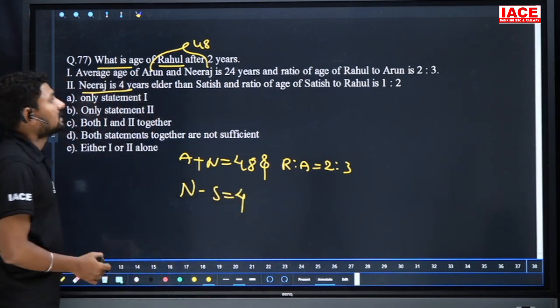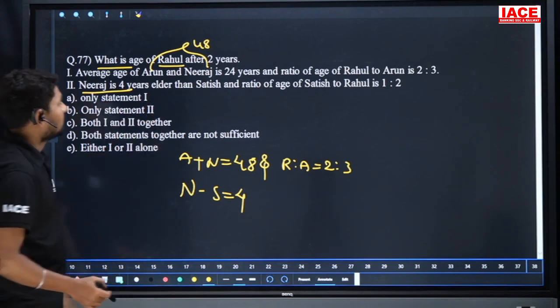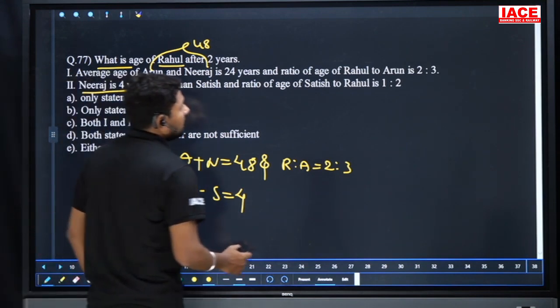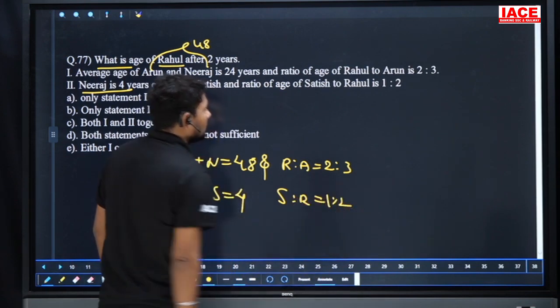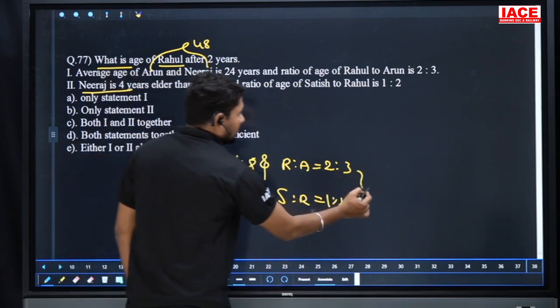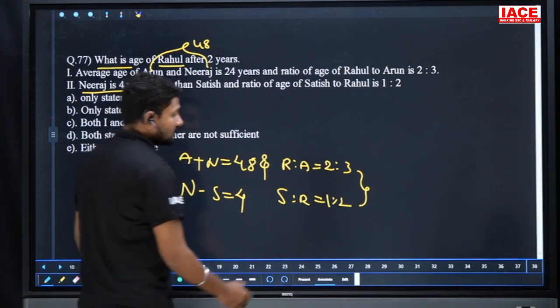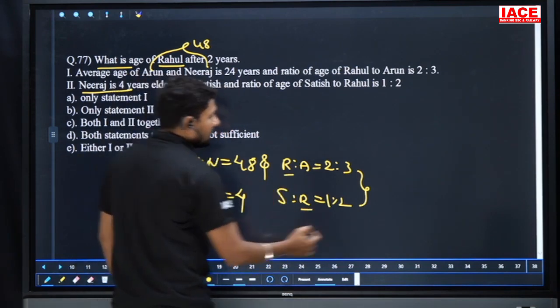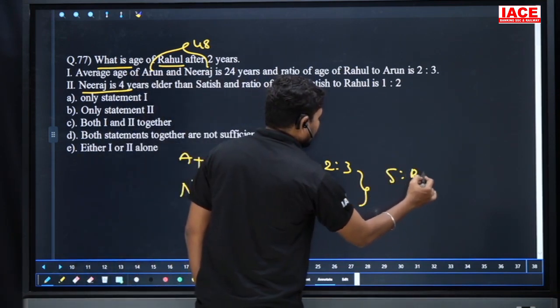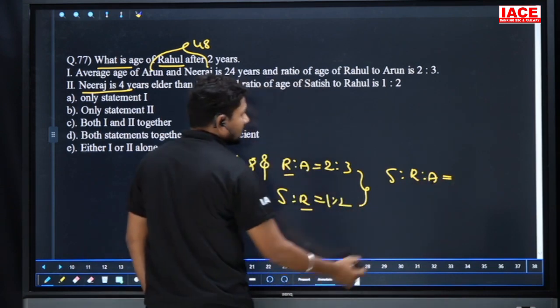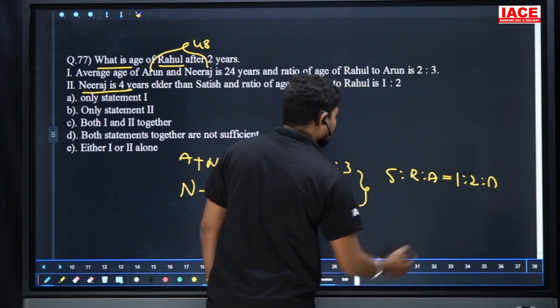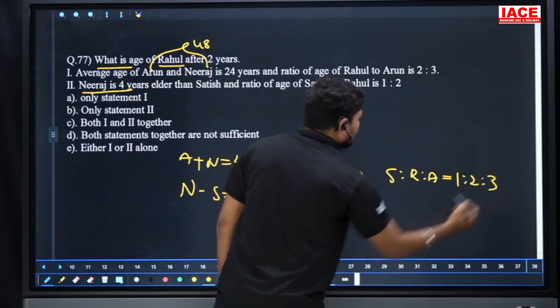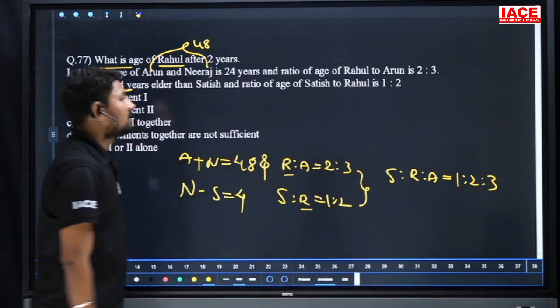Okay, not younger, it is elder. So N minus S is equal to 4. And the ratio of the ages of Satish and Rahul, what is the ratio? 1 is to 2 here. So combine the ratios. Combine the ratios means the common term is what? R. Then you can write S, R, A. S value is 1, 1 is to 2 is to A. So A means what? 3. That means Satish, Rahul, Arun ages are 1 is to 2 is to 3.